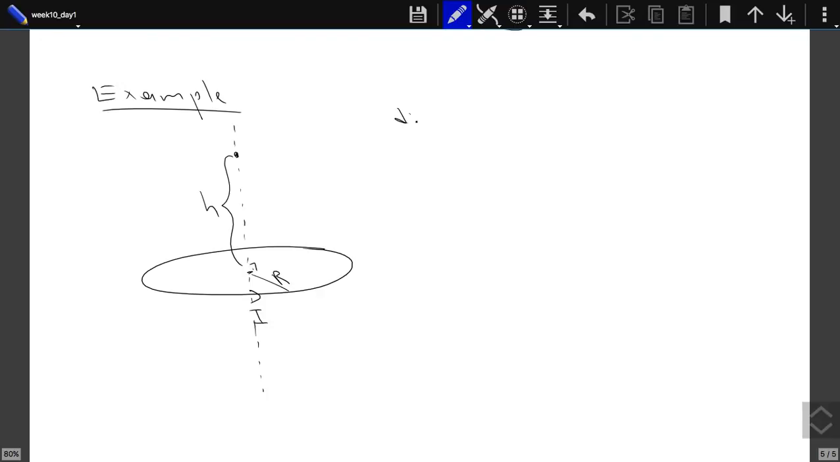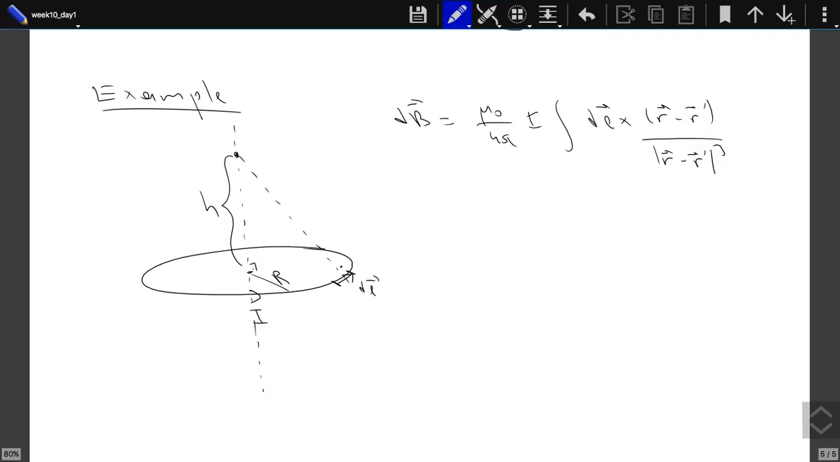Now we will again use the fact that dB will be equal to mu 0 over 4 pi times I dl cross r minus r prime divided by r minus r prime cubed. Now let's take a segment over here. This is my dl. So what is the direction of the contribution to the total magnetic field of this segment? dB, what is the direction corresponding to this dl?